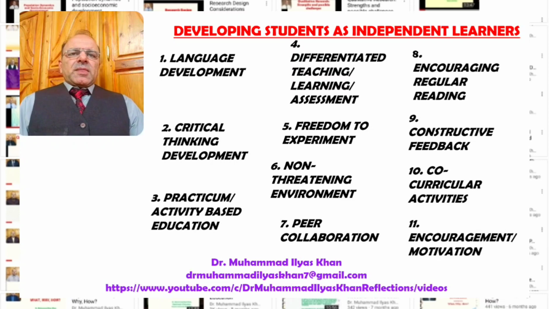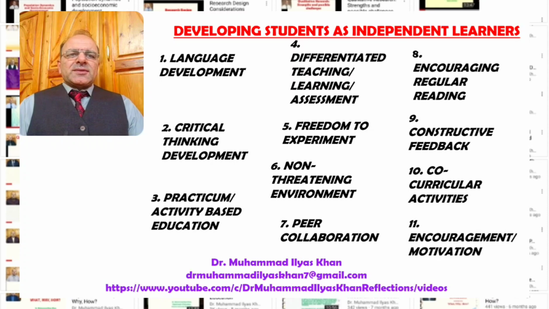Then comes the freedom to experiment. The school or the educational institutions need to give an environment to the students where they can experiment with freedom, where they can take risks, and where there is no punishment for wrong answers or for making mistakes. So students need to have an environment where they can make mistakes and learn from those mistakes.